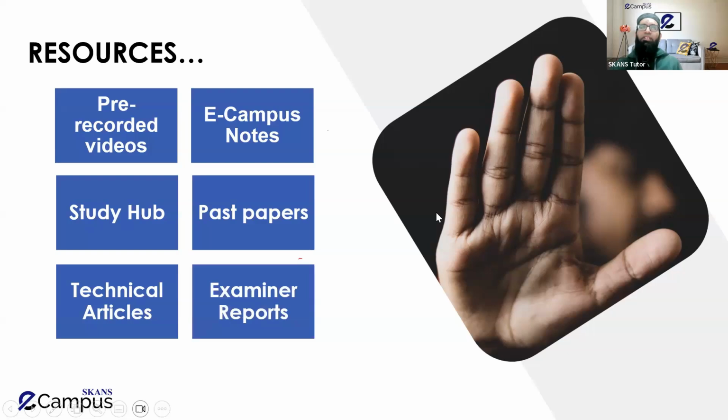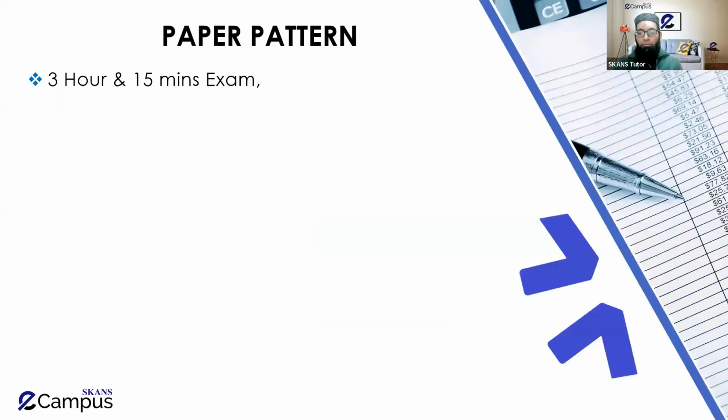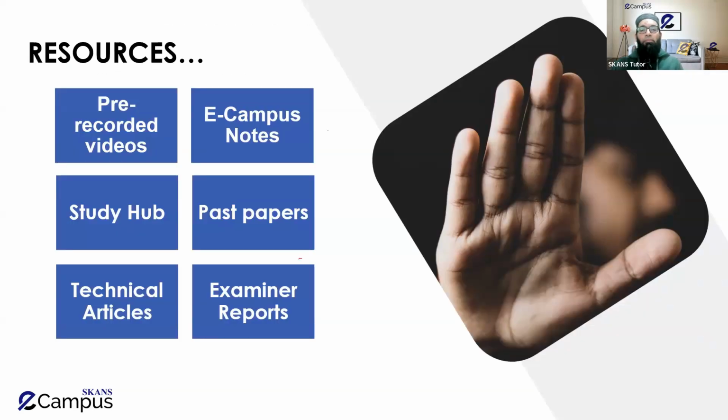Another important resource is the examiner reports, which is a wonderful resource since it will help you to understand what the examiner expects from you and what you should be writing in your examination answer. Right? So these are the 6 key resources that you should be using to pass the AFM exam.